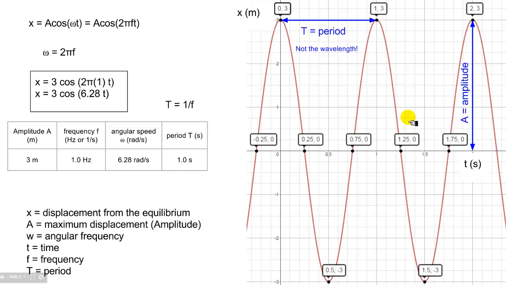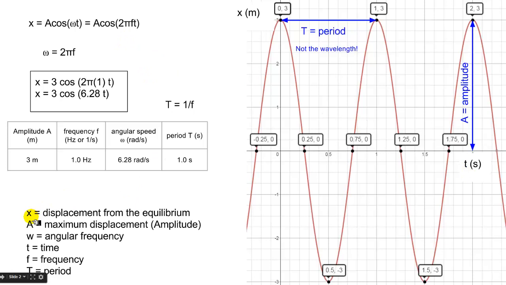So if we're going to write out an equation and we're going to focus horizontally on the period and not the wavelength, we can write out an equation in either this form, x = a cos(ωt), or x = a cos(2πft), where x, a, ω, t, f, and capital T represent those things there. It's really important for us to, first of all, look at the graph and realize that horizontally we're looking at time and not distance, because that's what this equation is set up for.